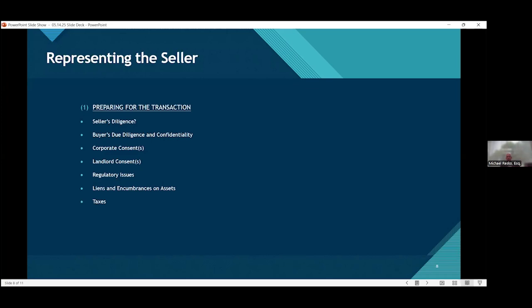Landlord consents. If the leasehold is one of the most valuable assets, obviously it needs to be assigned to the buyer. And that is going to, I would say almost in every circumstance, require the consent of the landlord. Your commercial lease should lay out a process for obtaining the landlord's consent.